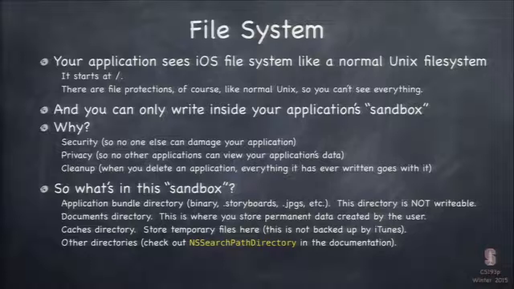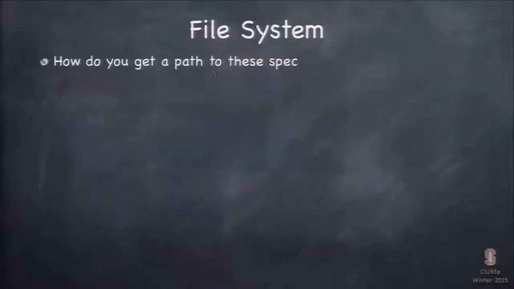There's also a caches directory. This is for data that you could throw away. So it's some information you got from the internet that you could go back to the internet for, but it might be slow, so you keep a local copy, but you could throw it away. That directory, for example, wouldn't get backed up to iTunes if someone plugged their phone in, because they figure you can recreate it. And there are about a dozen other directories. You find all these directories by looking in the documentation for the term NSSearchPathDirectory. I'll talk about that in a second as well.